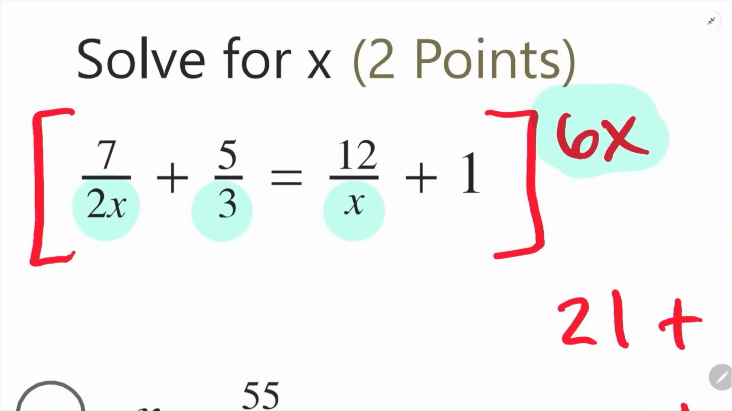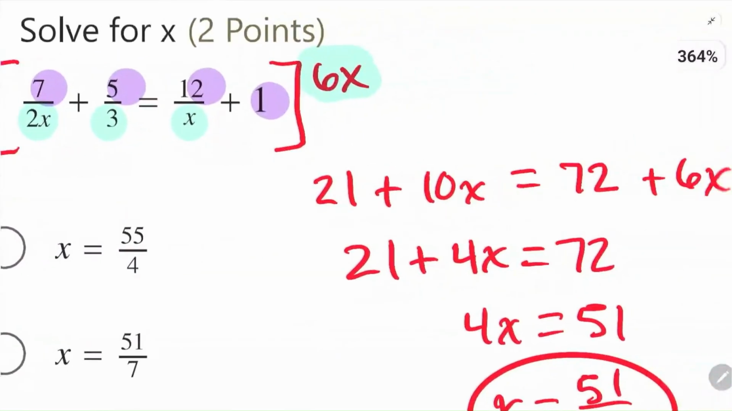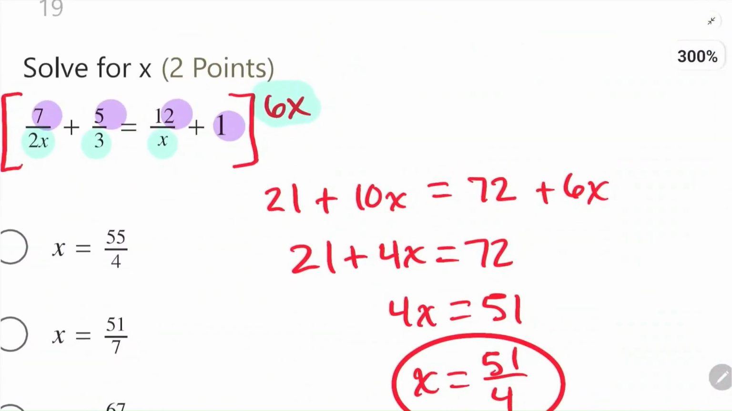So I'm literally going through and I'm multiplying 7 times a 6x, the 5 times a 6x, 12 times 6x, and then a 1 times 6x. And when I do that, the left-hand side, 7 times 6 is 42. 42 divided by 2 is 21, and there's an x over an x, so this becomes 21.